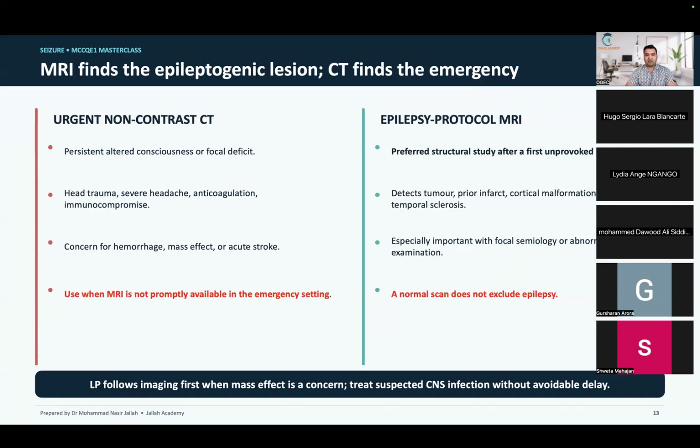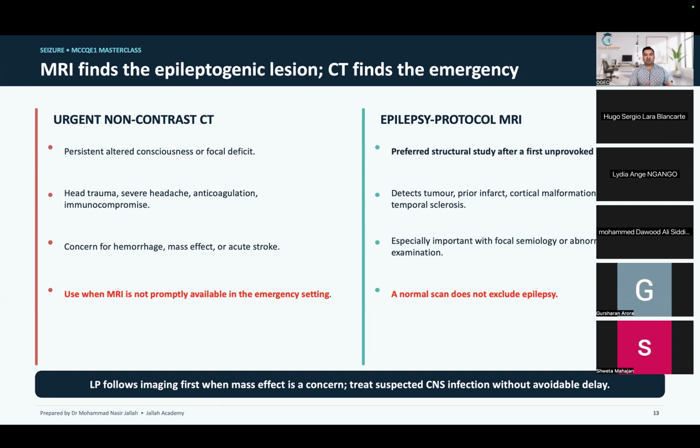MRI finds the epileptogenic lesion, but CT finds the emergency. Urgent non-contrast CT scan. So it means for a patient who has a seizure, we can do MRI and we can do a CT scan. If we think that this is an emergency, we do the CT scan. If we want to do imaging to find the reason for the epilepsy, then we go with the MRI.